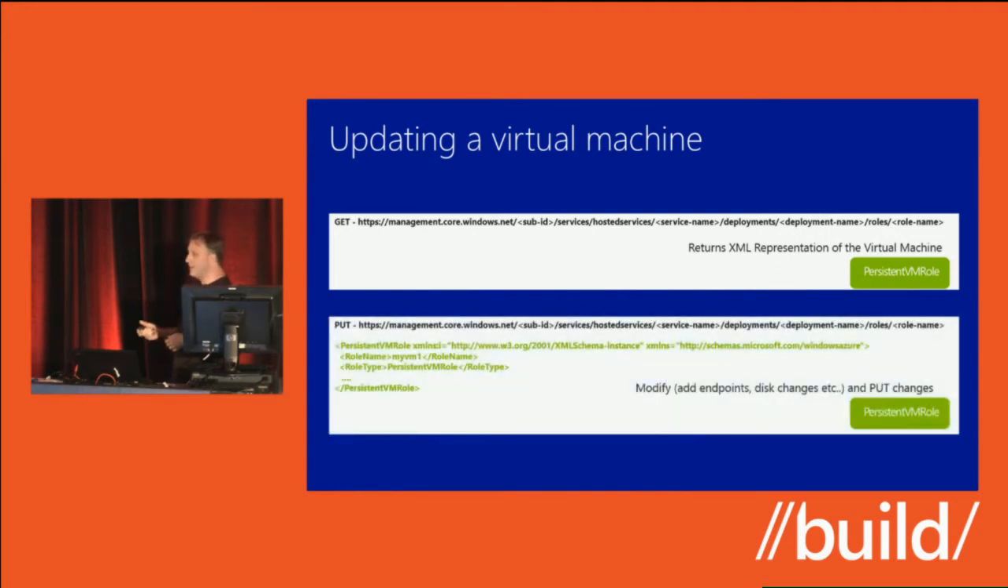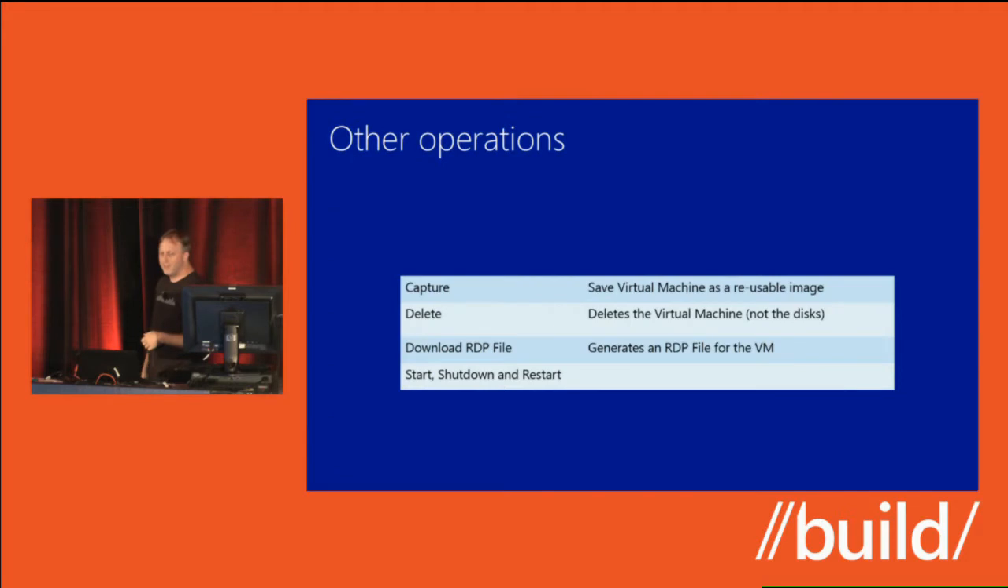You can then modify it by adding a disk or adding an endpoint and then putting it back. That's literally all there is to modifying, adding a disk or whatever to a virtual machine. There are other operations. Obviously, you can reboot your VMs. You can capture them, delete them, shut them down, restart them, etc. And how you log into the portal, that exact same functionality is exposed to you. So you can literally write your own code, log into your VMs.